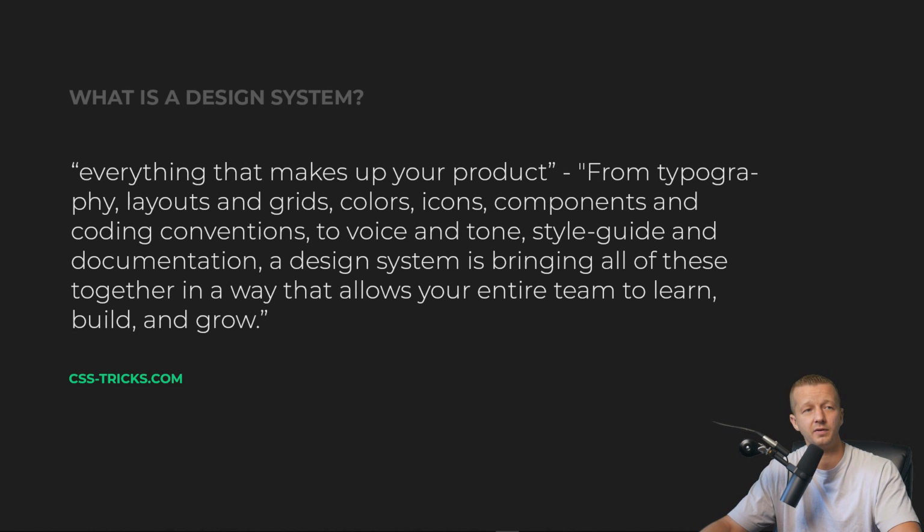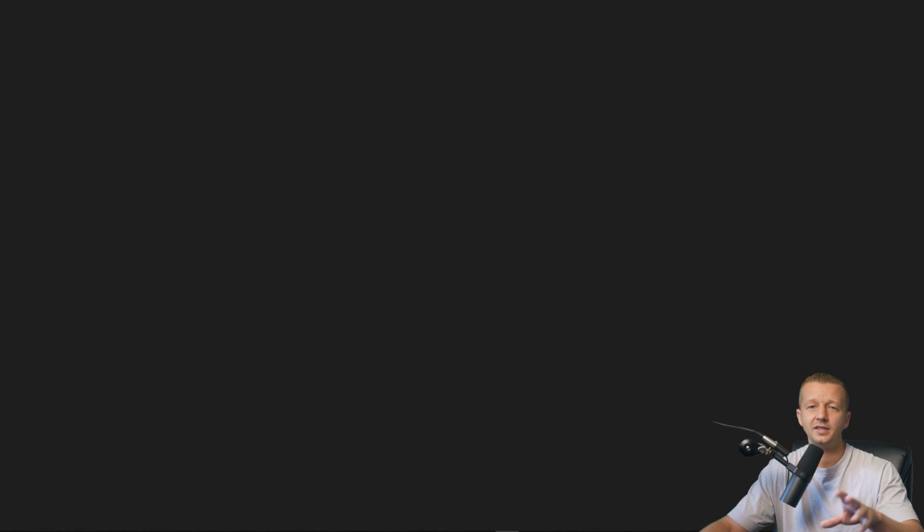All right, simple enough. And then for a final example, from css-tricks.com, everything that makes up your product. From typography, layouts and grids, colors, icons, components, and coding conventions, to voice and tone, style guide, and documentation, a design system is bringing all of these together in a way that allows your entire team to learn, build, and grow. So as you can see, the definitions seem to vary based on who you ask.